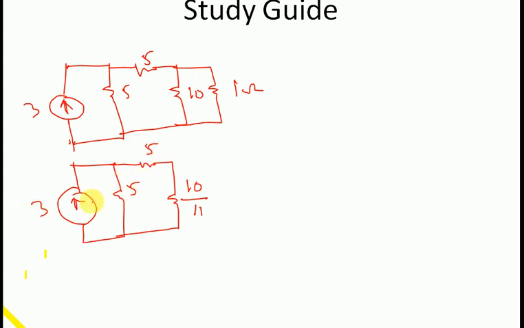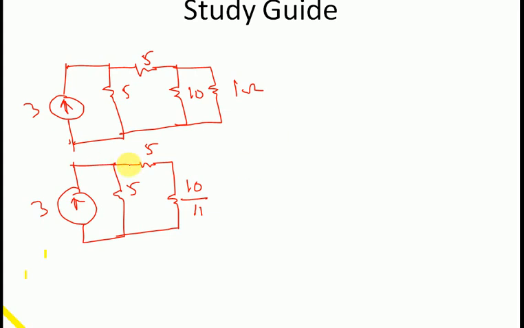This is 5 ohm, this is 5 ohm, this is 10 ohm, and this is 1 ohm. Now 1 ohm is in parallel with the 10 ohm, and we have already shorted the voltage source. This is 5, this is 5. What is the equivalent? This is 10 by 11, because 10 and 1 in parallel is 10 into 1 by 10 plus 1, that is 10 by 11. This is 5 and this is 5 and this is 3 ampere.